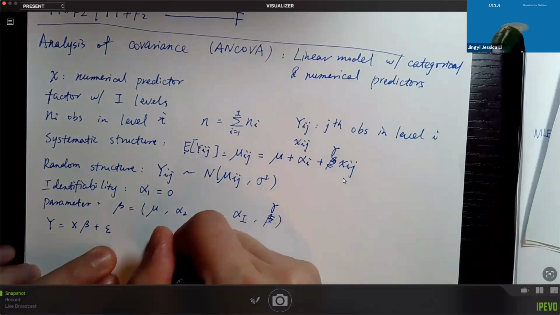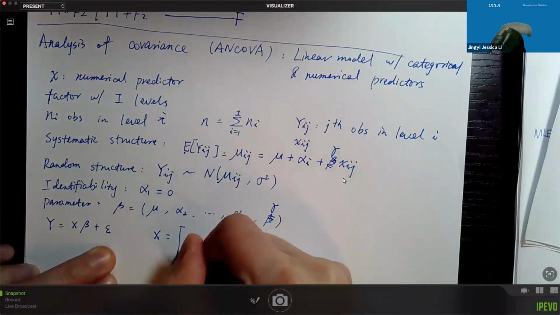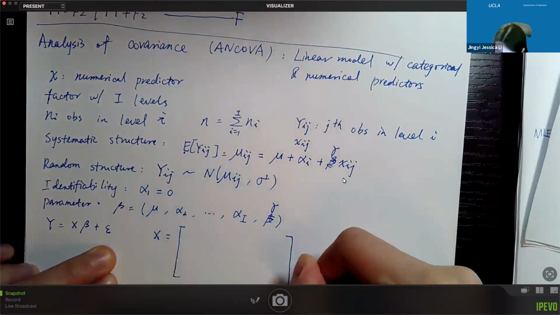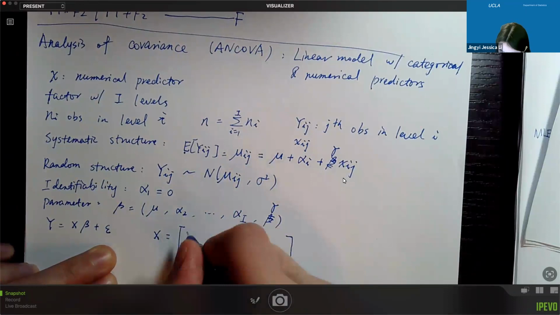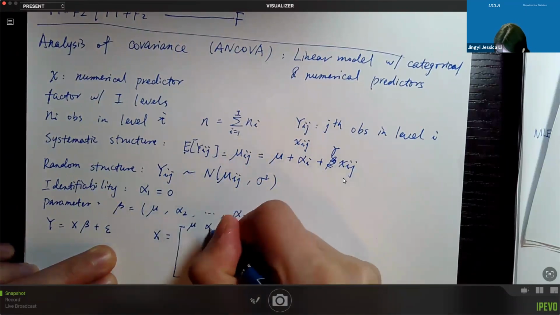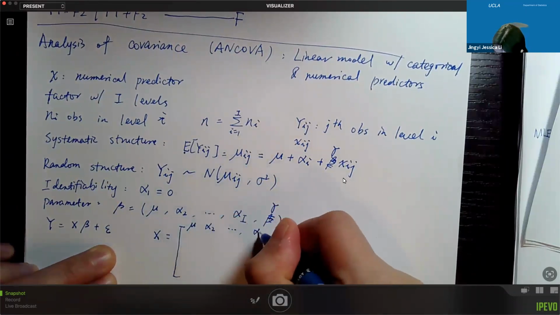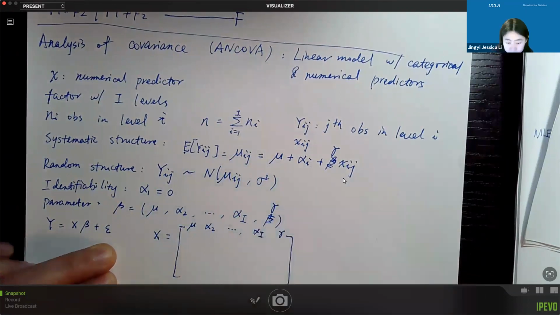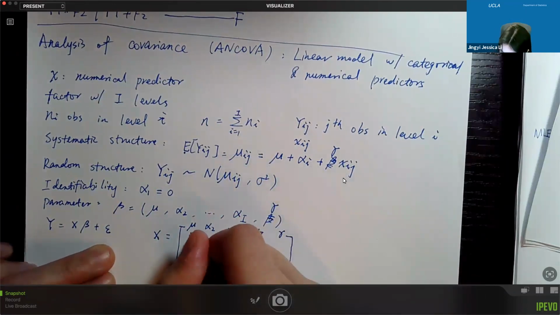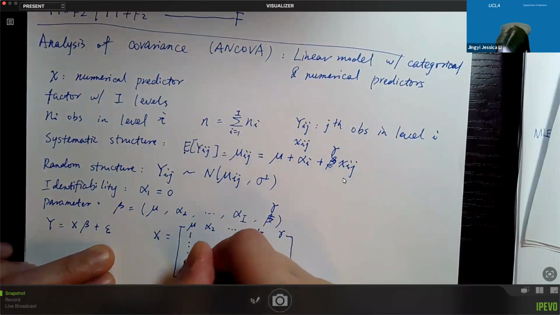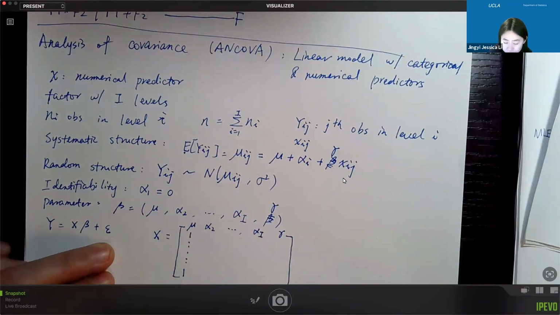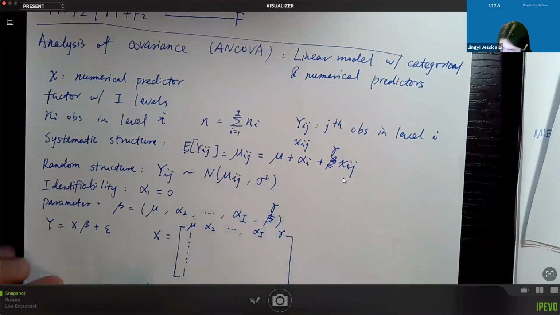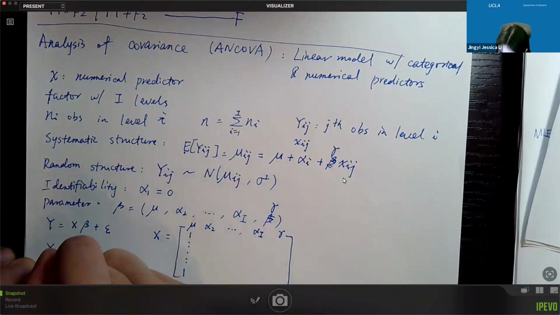So then for this design matrix, we know every column corresponds to one parameter. So this is the common intercept, alpha 2, alpha I, and finally gamma. So the first column is obvious. It should all be ones. It's just the intercept. We have one for every observation. The last column corresponds to the numerical vector. So we will just write down its corresponding value. Of course, every row is corresponding to a row in Y, right?